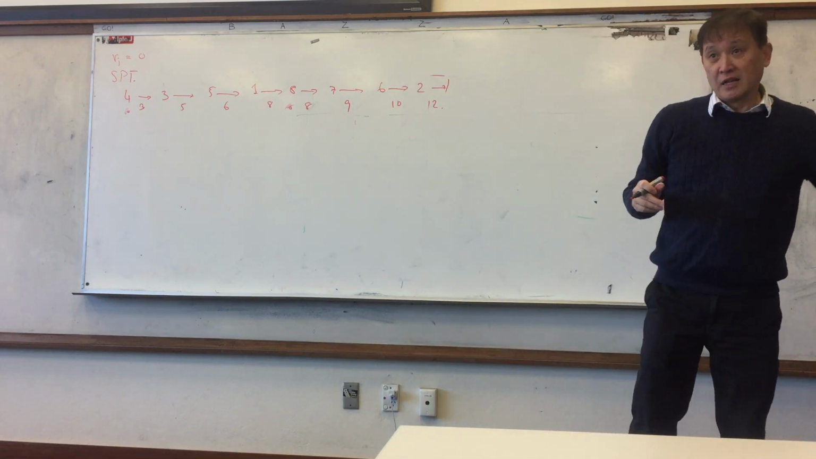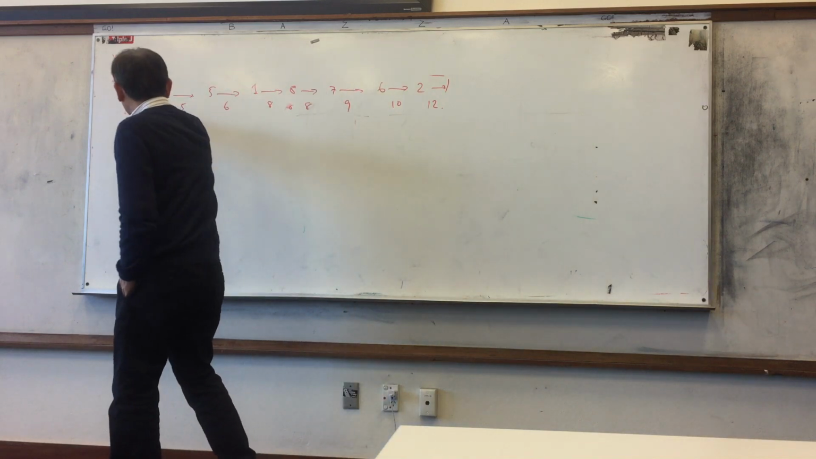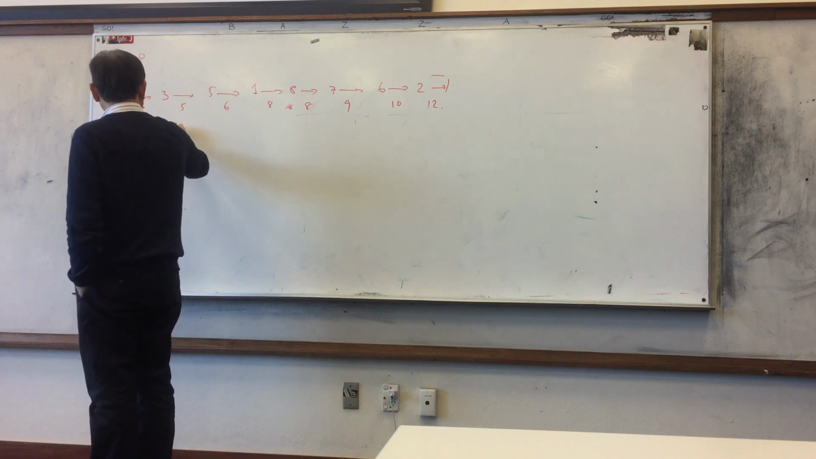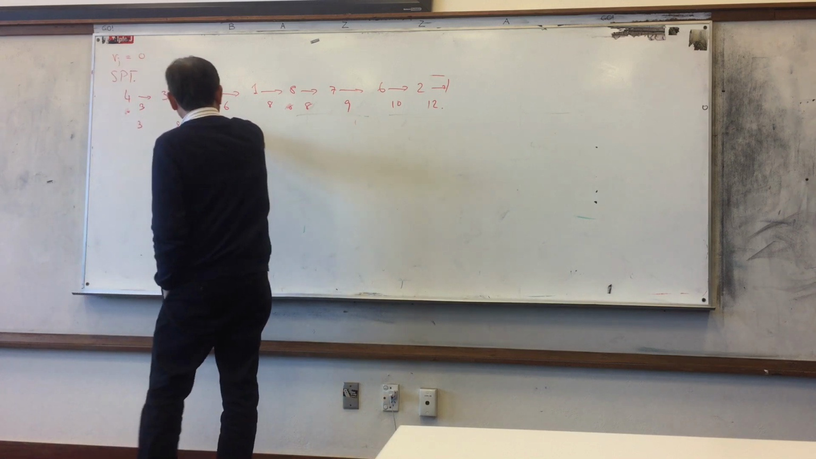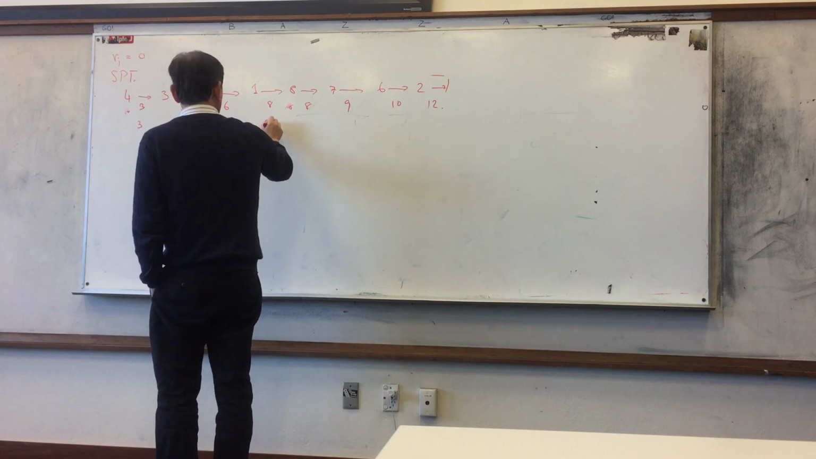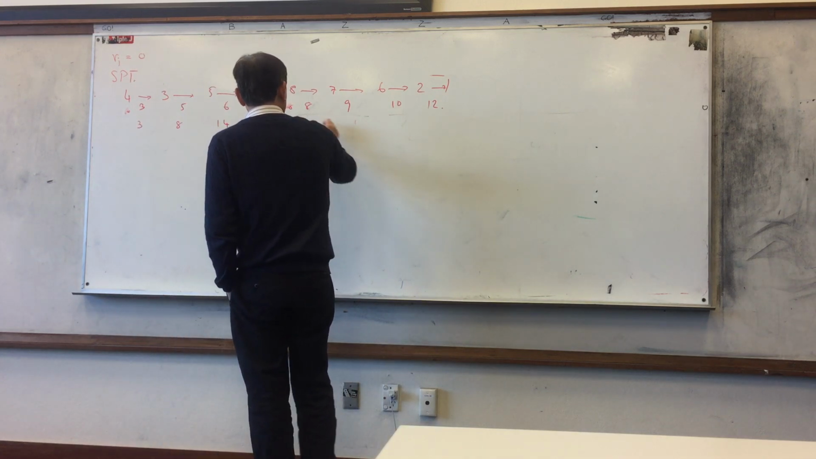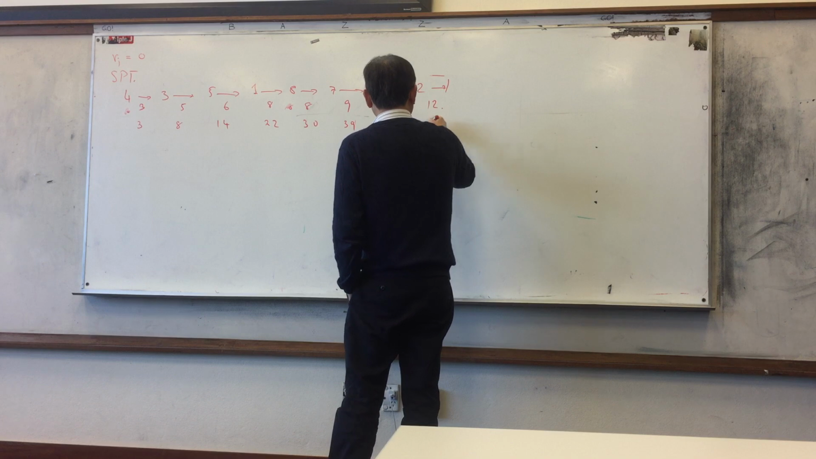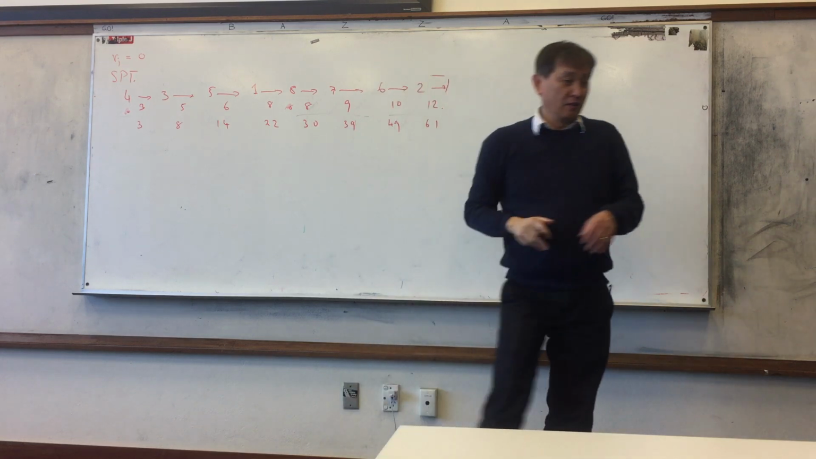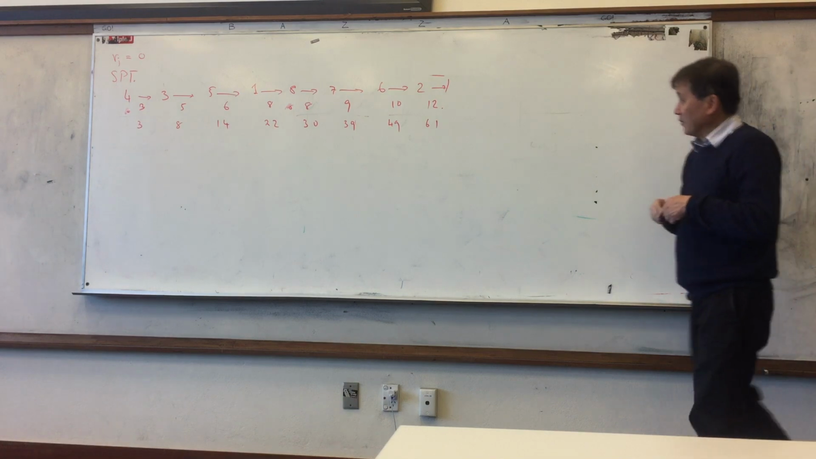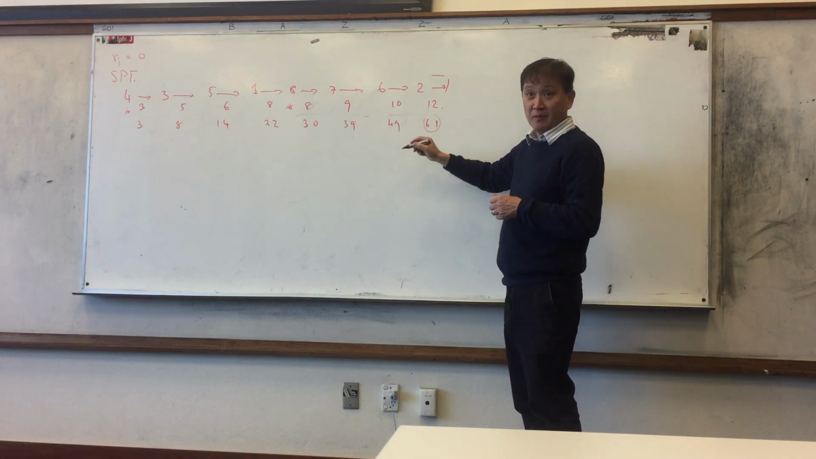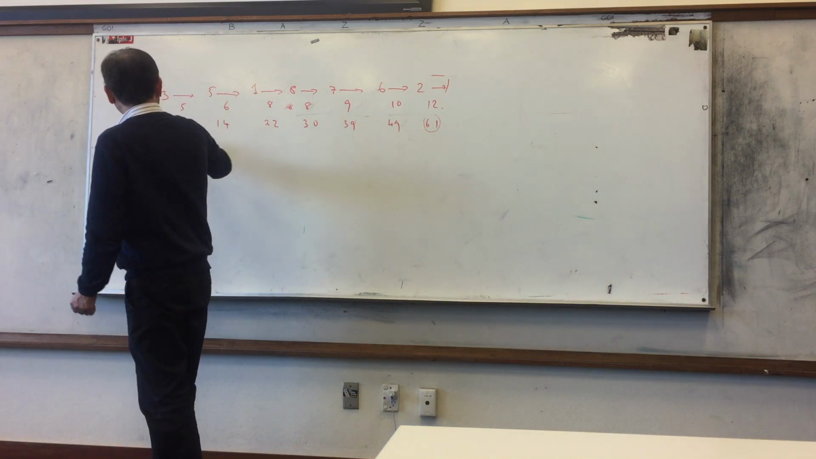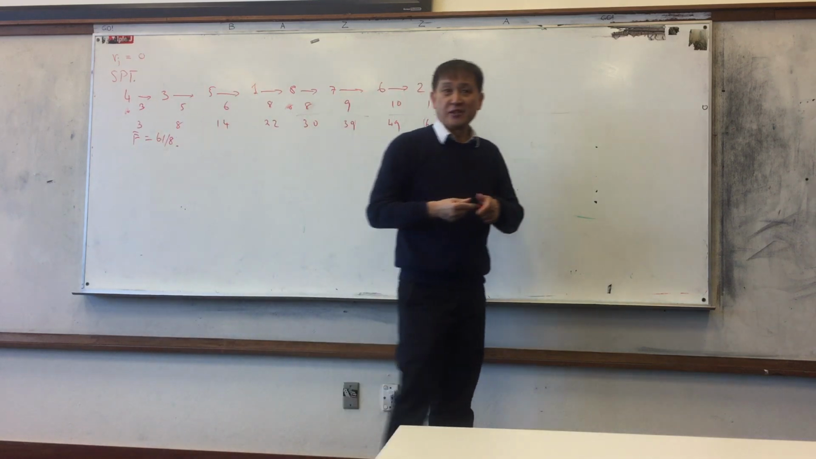Now we need to find the flow time. The flow time is the sum of all these one by one. So we've got 3 here, and 3 plus 5 is 8, 14, 22, 30, 39, 49, 61. So the total flow time is 61, and in fact this is the minimum. If you want, you can say F bar is equal to 61 divided by 8. This is just your average.